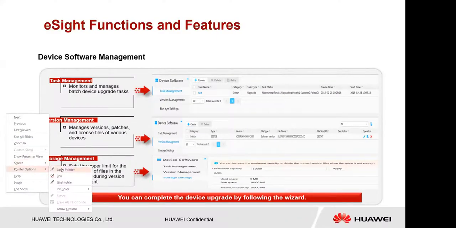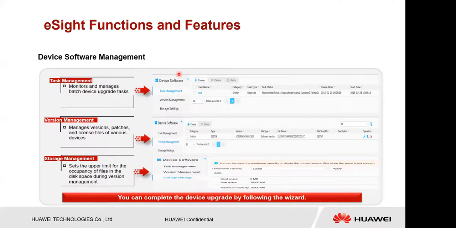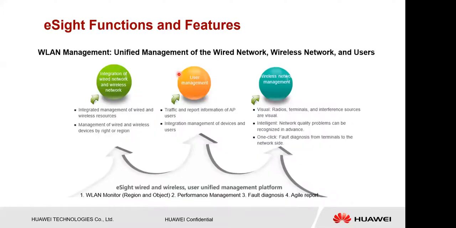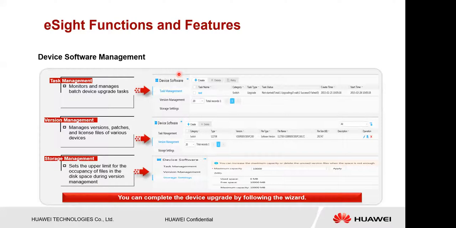So eSight also supports device software management where you can upgrade your device via eSight. For example, if you have 100 devices or 100 switches or routers that you want to upgrade, you can do it via eSight. You can just load the firmware, and you can also specify the specific time that you want to upgrade the device, and eSight will carry out the upgrade process by itself. So you can manage the version, patch, and also license file through eSight also.